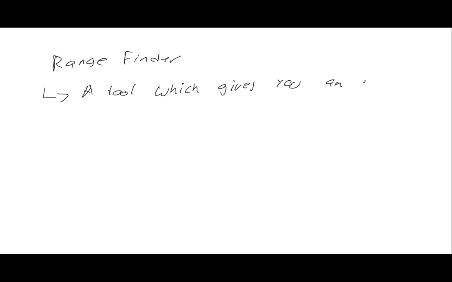a range finder is a tool which gives you an area of interest, or an AOI. This can also be point of interest, which is also known as POI. A lot of times you'll hear us say POI, right? And the POI is kind of like a zone.